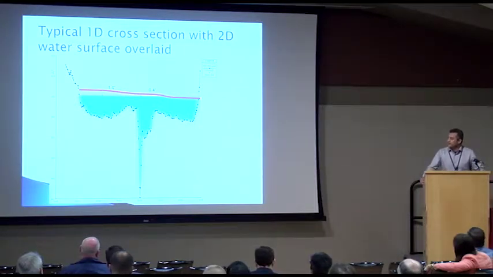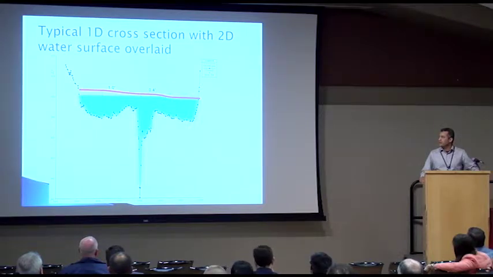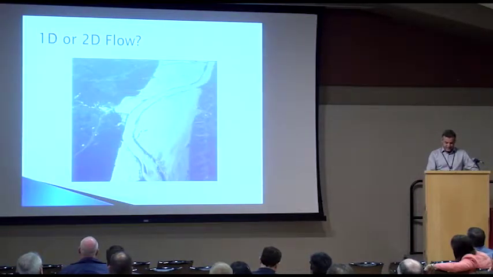this is a cross-section, a 1D cross-section with a 2D water surface elevation overlaid on it. In blue, you can see how the 1D is constant, level, 2D in red, solid red there. You can see how it's not constant. So is this 1D or 2D flow? In this picture here, this is 2D flow.